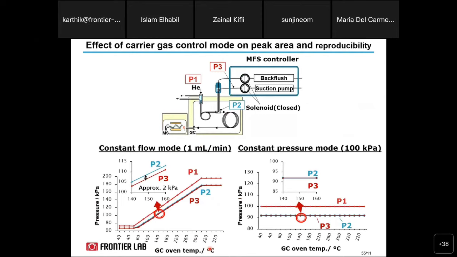Particularly what we see is the P3, the suction pump. If it is operated in constant flow mode, the flow rate automatically increases with respect to the temperature, because of which it is losing some of the analytes. But by keeping the constant pressure mode, you are able to control this, and your sensitivity is substantially improved.